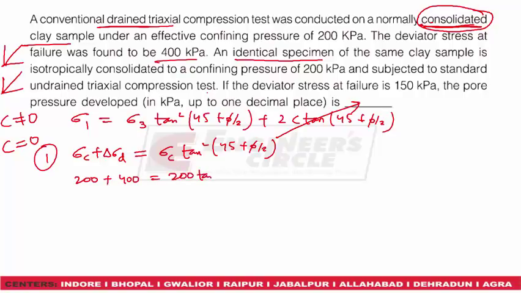So from here we can calculate phi. 600 by 200, that is 3, and under root of 3, that is root 3. So tan of (45 plus phi by 2) is root 3, so (45 plus phi by 2) is tan inverse of root 3. Tan inverse of root 3 is 60 degrees. So we can write 45 plus phi by 2 equal to 60 degrees. So from here we get phi equal to 30 degrees.